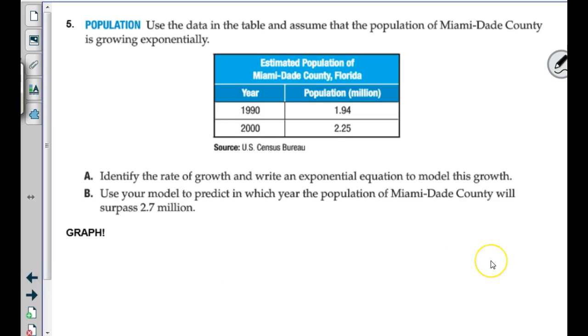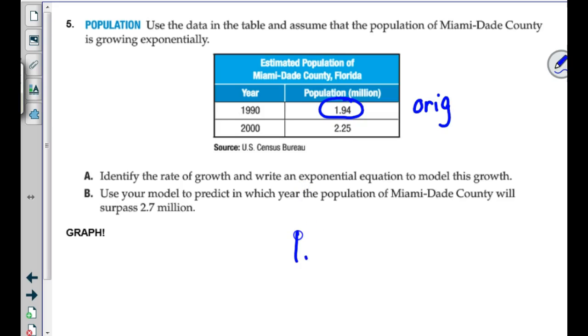All right, I have one more problem I want to do with you, and this one requires that we graph. You have this one, yes? Okay. It says use the data in the table and assume the population of Miami-Dade County is growing exponentially. So what is the original population? Okay. This is going to be our original population. Identify the rate of growth. How can we figure out how fast it grew?